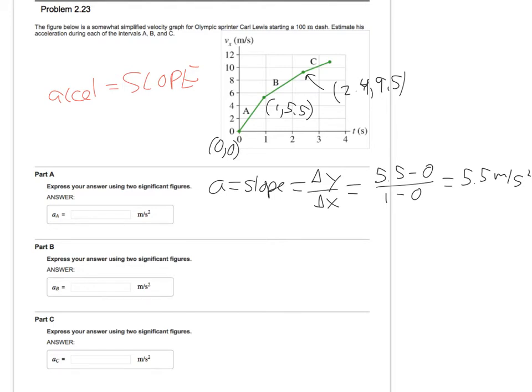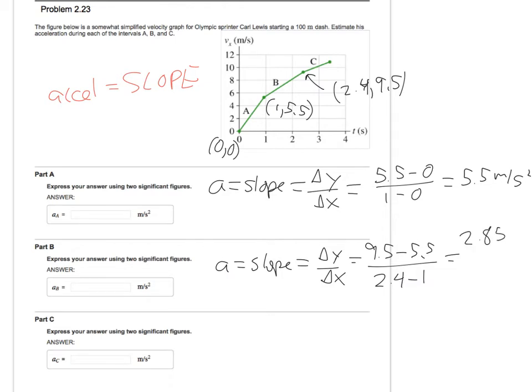So I go ahead and calculate my slope, which is my acceleration. So it's going to be change in y over change in x, and so I get 9.5 minus 5.5 over 2.4 minus 1, which ends up giving me an answer of 2.857, which rounds to 2.9 meters per second squared, if I'm only doing 2 sig figs.